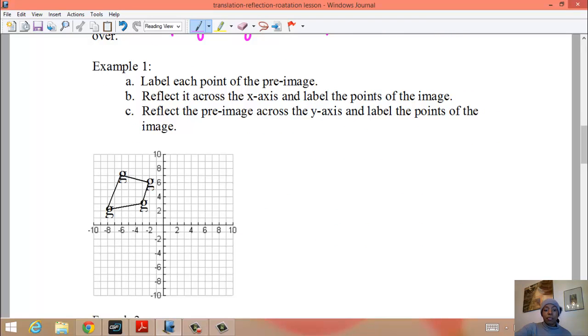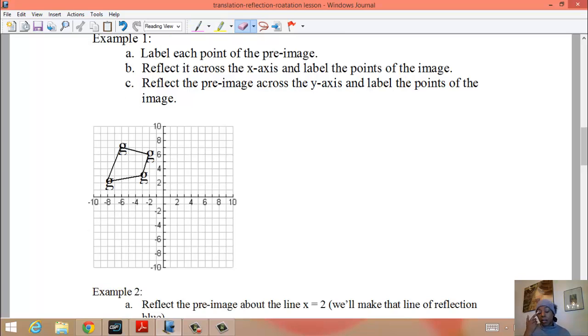First thing, and please make sure that you're using graph paper, first thing that I'm going to do is label each point of the pre-image. I have some kind of an error, sorry about the error here. I don't know where all of those G's came from, but I'm going to put my own letters on them. Then I'm going to reflect it across the x-axis and label the points of that particular image. Reflecting meaning flip.